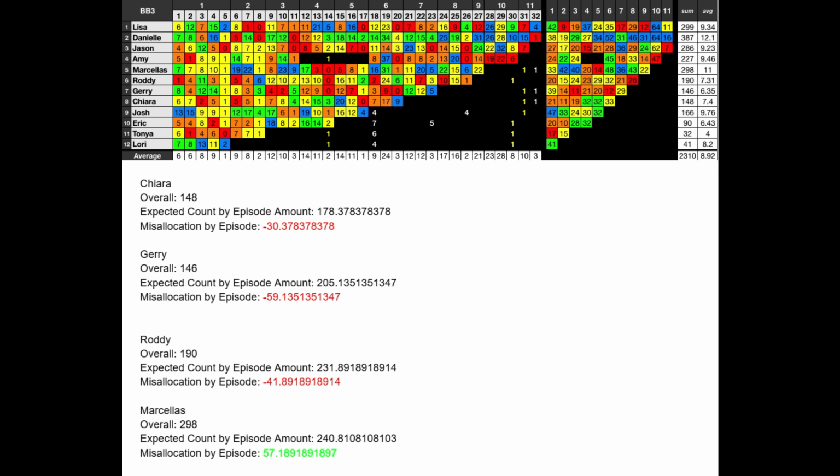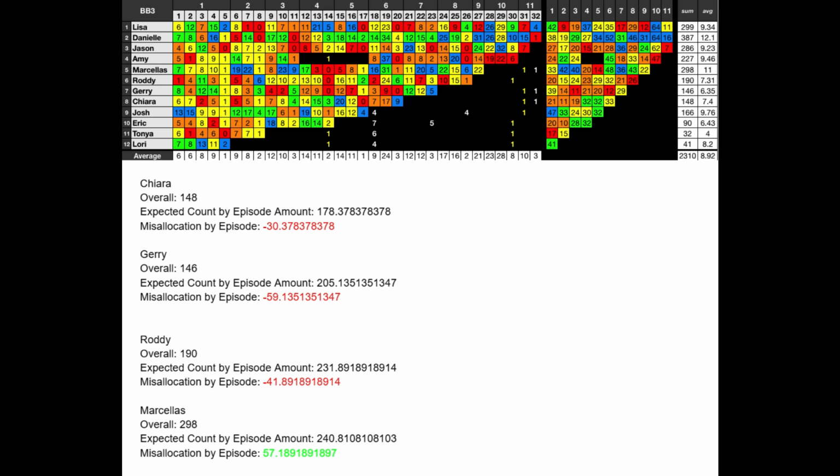So Kiara has an overall diary room count of 148, and her expected count by episode amount due to the average that would equate to a balanced edit is 178.37, meaning that her misallocation is negative 30.37, meaning that she has 30 diary rooms less than she should have if this was evenly distributed.